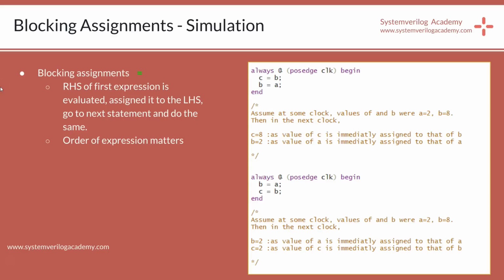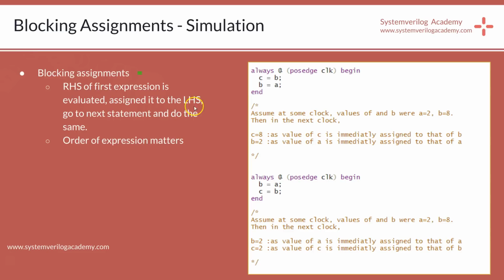Blocking assignment behavior in simulation. As explained previously, in case of blocking assignment, the right-hand side of the first expression is evaluated first, it is assigned to the LHS variable, and it goes to the next statement and repeats the same.